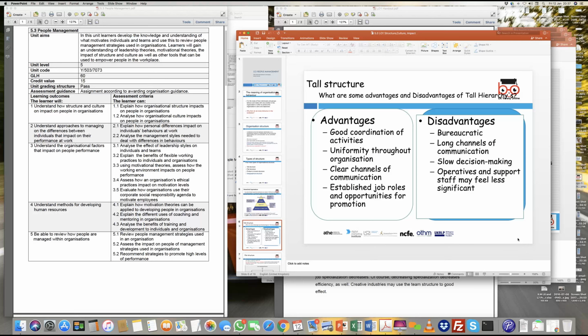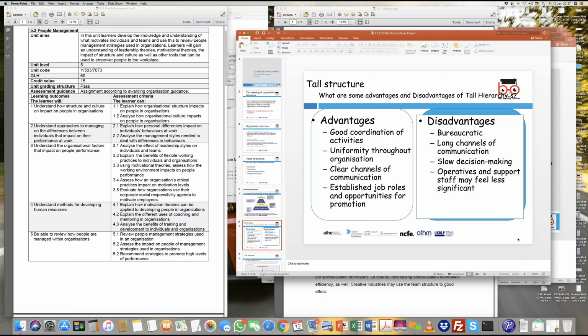Sometimes you will see there are long channels of communication, and that could mean that information going to or coming from the top might go through a stepwise fashion. So the director of the store might send it to the general manager, who sends it to the department managers, the department manager sends it to the floor manager, and the floor manager on that day briefs the staff working within the store. So long channels of communication can happen.